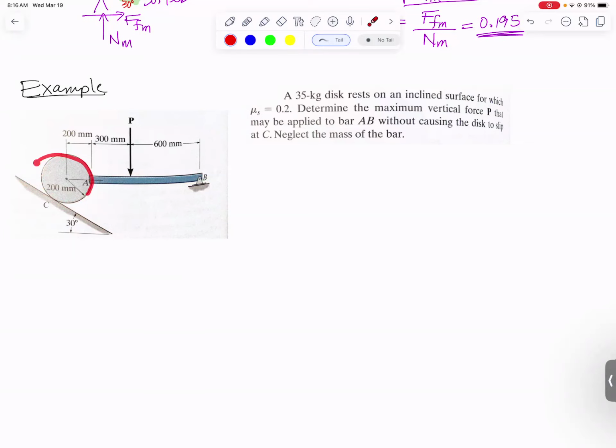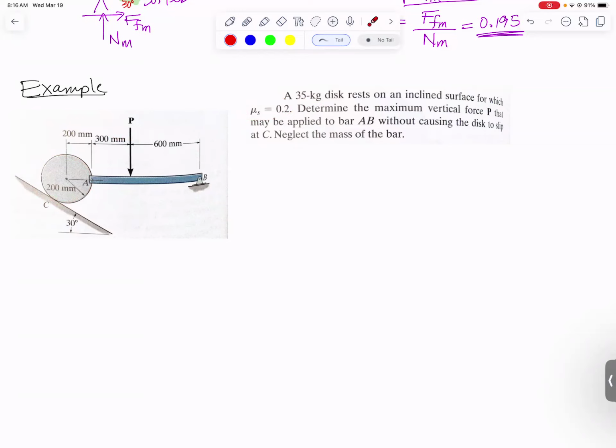We've got a disc with a mass of 35 kilograms, so we'll need to convert that into newtons to get the weight of it. We know the friction coefficient at the surface is 0.2. That's where it contacts the surface at C. And we're supposed to solve for P, the biggest P you can apply before the disc starts to slip. And it asks us to just neglect the mass of the bar. It wouldn't be much harder if we added the mass of the bar, but we're going to neglect it because it must be small compared to the disc.